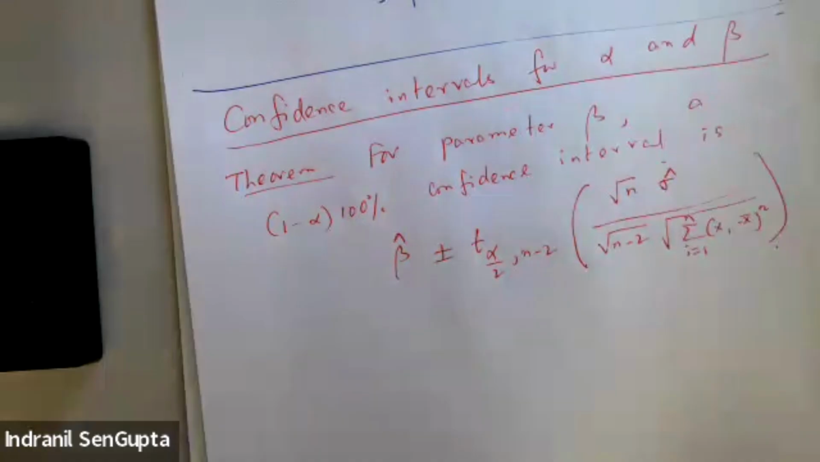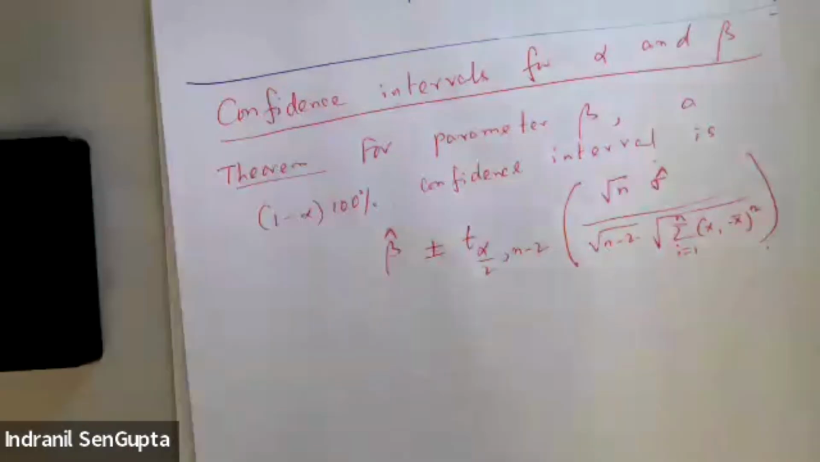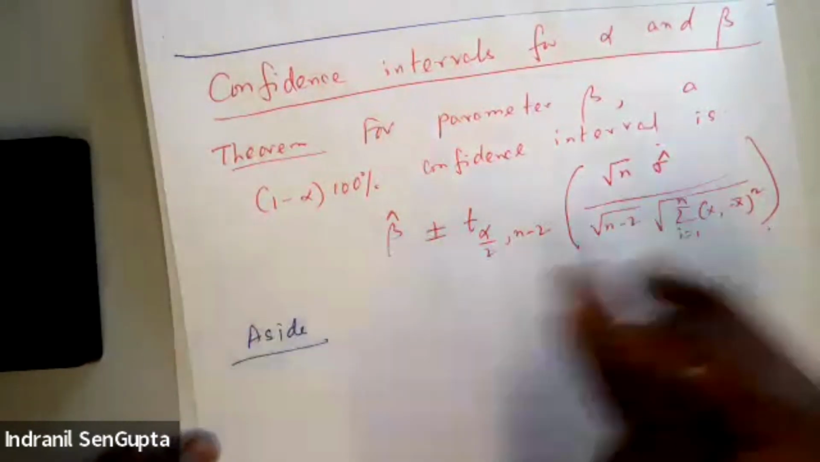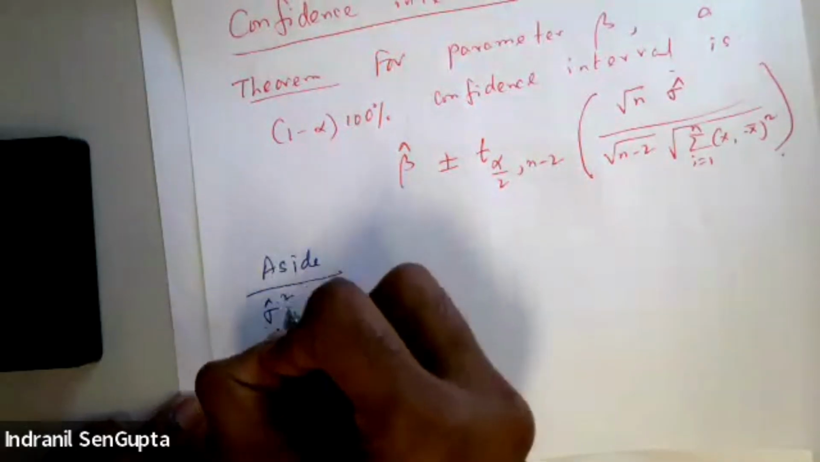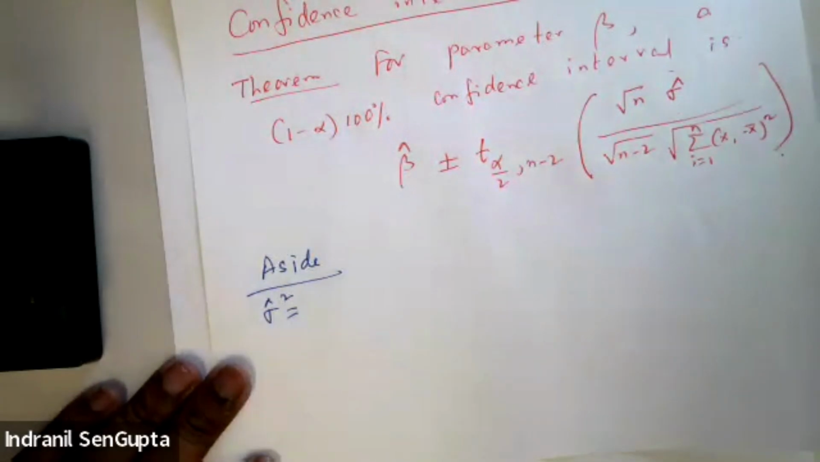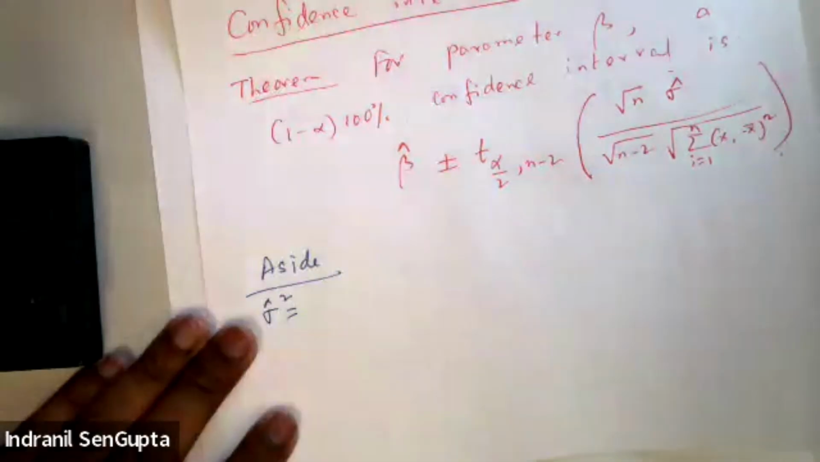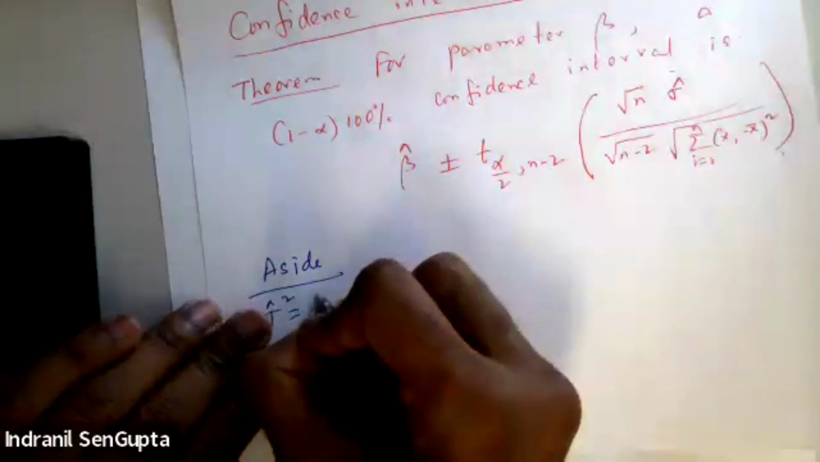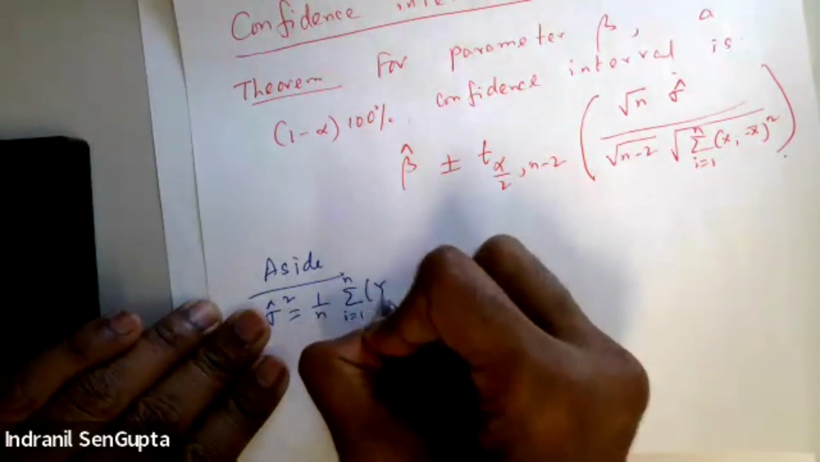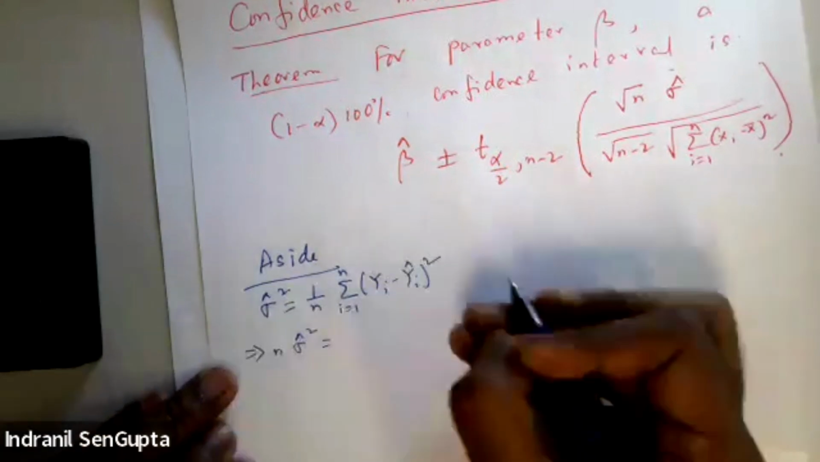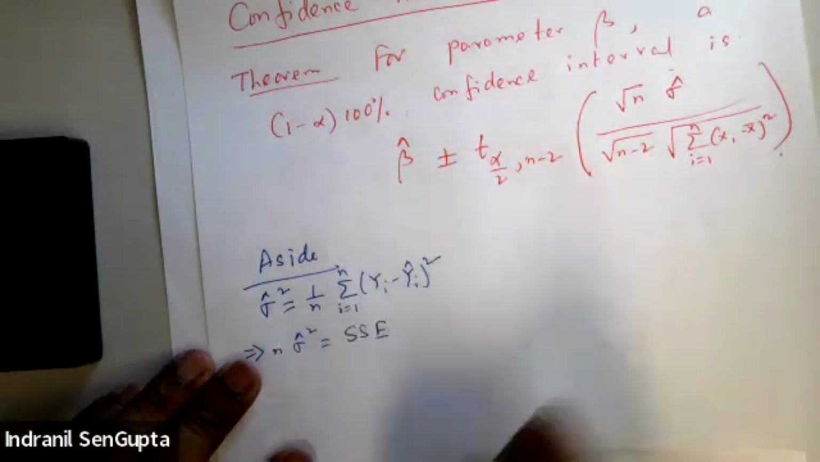Now there is another way of writing this. Since we have studied the ANOVA already, we can write this in the following way. So, another notation, let me just use it here. Remember the sigma hat squared, the way we wrote the sigma hat squared, is really 1 over n summation i from 1 to n (yi minus yi hat) squared, right? So that means n sigma hat squared is the sum of squares for the errors.